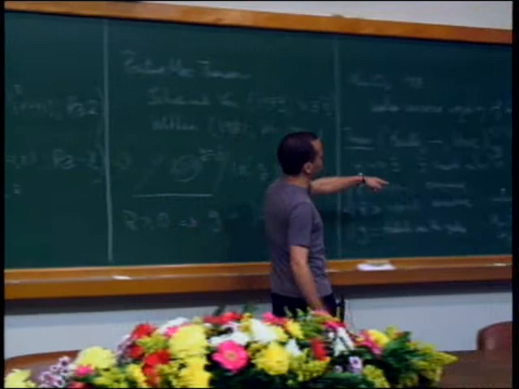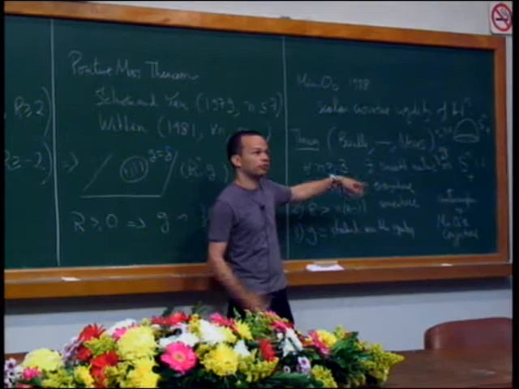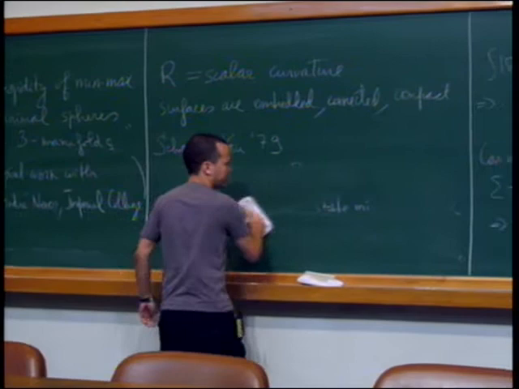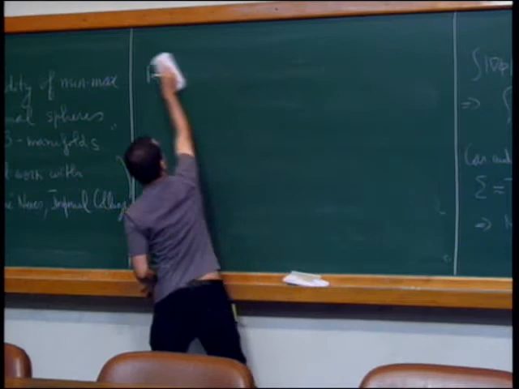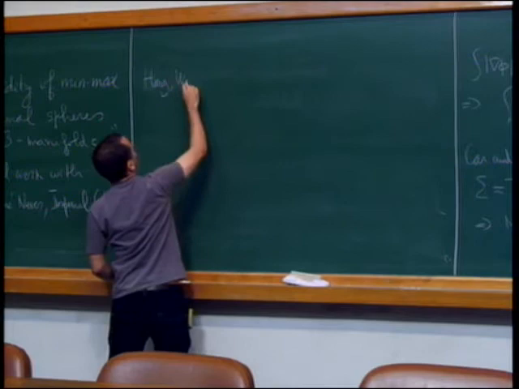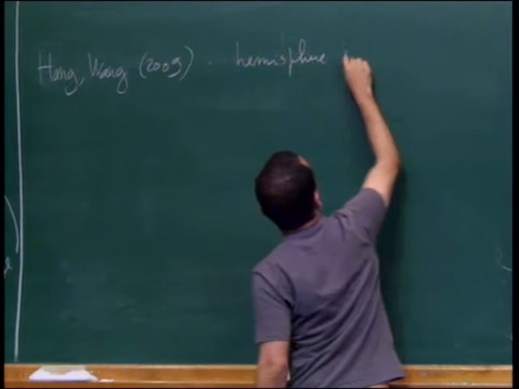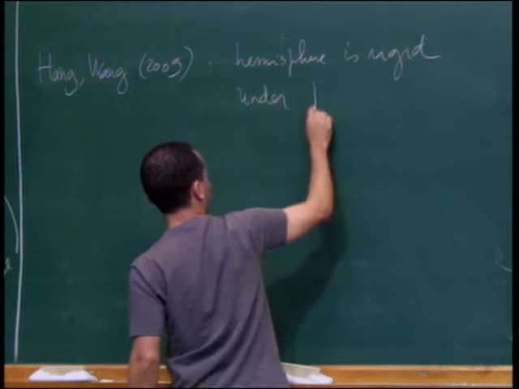I should say that the Min-Oo conjecture is true if you assume that the Ricci curvature is bounded by the standard one. For Ricci curvature, the rigidity statement is true. That was proved by Hang and Wang. It's a very nice and tricky application of the Bochner technique. Let me just mention this. Hang and Wang proved, in 2009, that the hemisphere is rigid under the stronger condition that the Ricci curvature is bounded by the standard Ricci curvature. So you cannot increase the Ricci curvature.